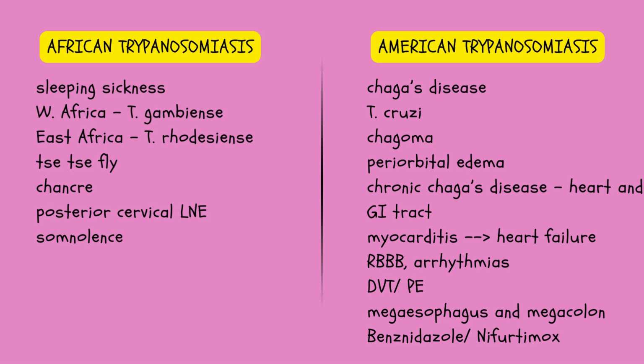Then there is American trypanosomiasis, which is Chagas disease caused by Trypanosoma cruzi. They have a chagoma, which is a subcutaneous nodule at the site of the insect bite, and there is periorbital edema. Chronic Chagas disease usually manifests with cardiovascular and GI manifestations. Cardiovascular manifestations can be myocarditis, which can progress later on into heart failure. There can be a right bundle branch block and arrhythmias, or they may also be complicated by DVT and pulmonary embolism. The GI manifestations can be megaesophagus and megacolon.